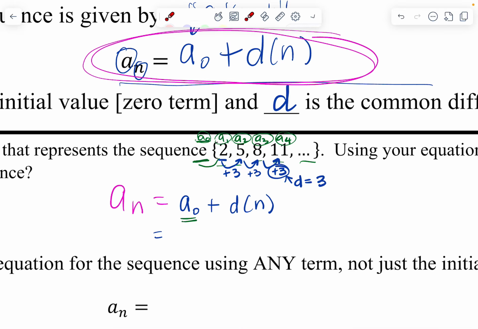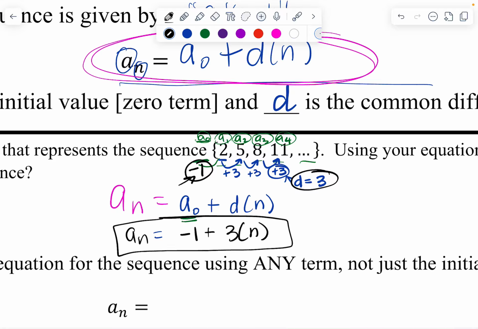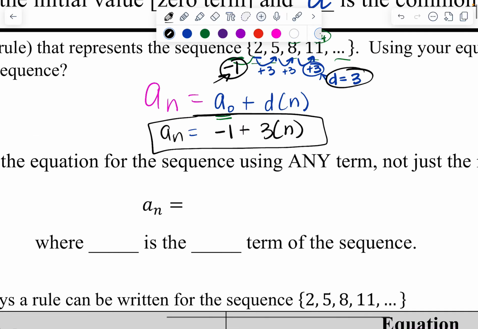So as we're going through this, 11 minus 3 is 8. 8 minus 3 is 5. 5 minus 3 is 2. 2 minus 3 would give us negative 1. So we know that that's our a naught term. So we're going to say negative 1 plus d, which we already said was 3, times n, where n could be any term. So we know any nth term is going to be a naught, which is negative 1, plus 3, the common difference, times n.